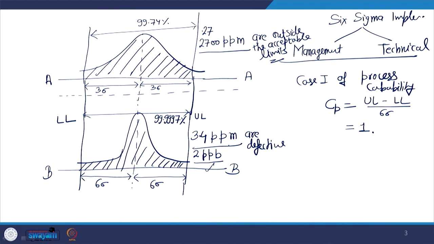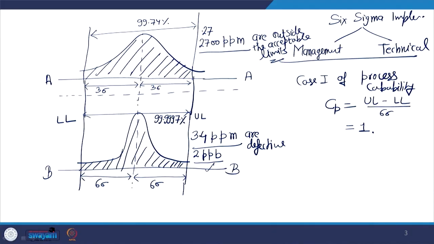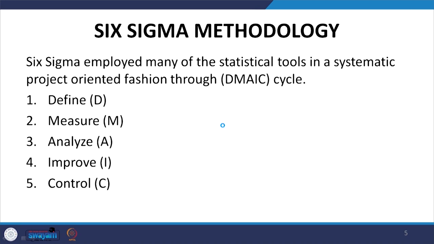So you can see how drastically the numbers have changed. Just by increasing the sigma level, the numbers have changed drastically from 2700 parts per million to 3.4 parts per million or 2 parts per billion. So that is the philosophy behind the implementation of Six Sigma, and because of this numeric advantage, we have come from 2700 parts per million to 3.4 parts per million, and that is the beauty of Six Sigma activity. Now, the Six Sigma methodology, how are we going to implement Six Sigma?